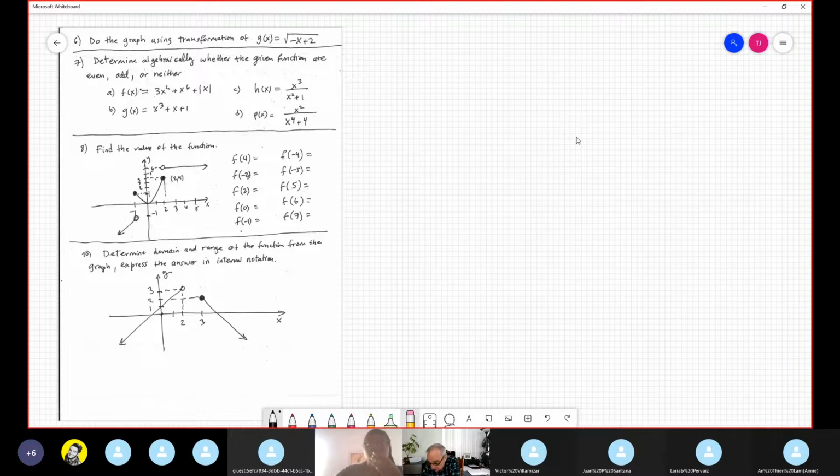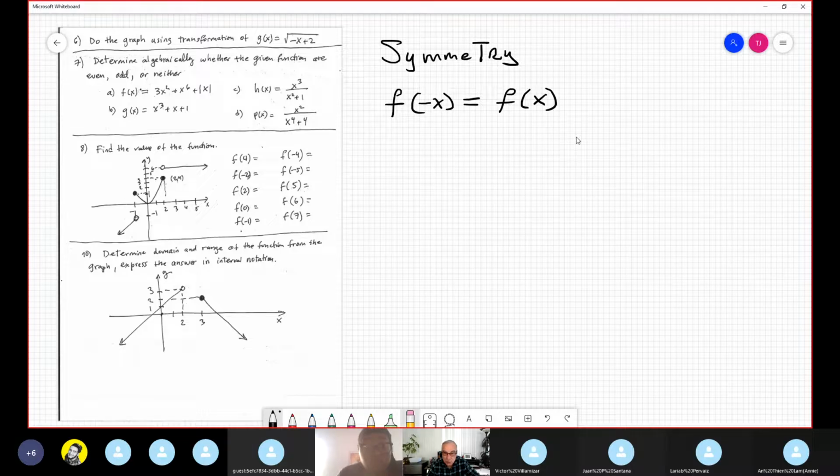This is like a symmetry idea. Some functions have a special property, symmetry. For example, if you make a reflection, that is, change x for negative x, and my function stays the same, unbelievable, it doesn't change, the function is even. It's even because it's symmetric with respect to the y-axis.